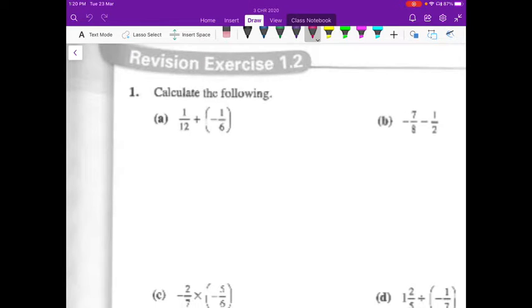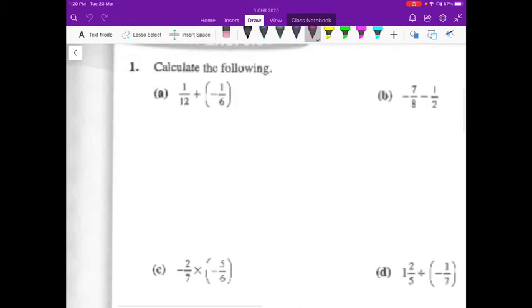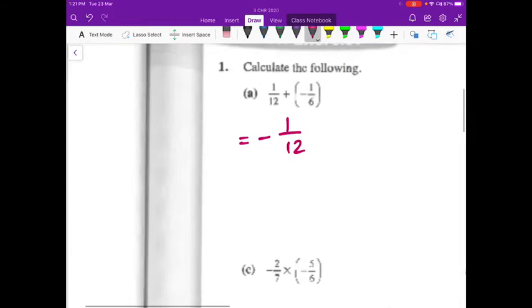Can use calculator? Can. Hey, you know what? Let's just go ahead and do that. So, 1 over 12 plus, no lah, not sarcastic, plus negative 1 over 6. Close bracket. And you get the answer, negative 1 over 12. Okay, next. Part B.